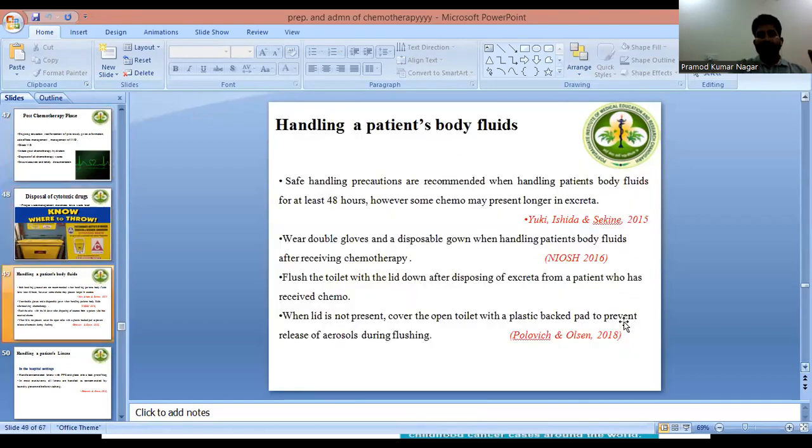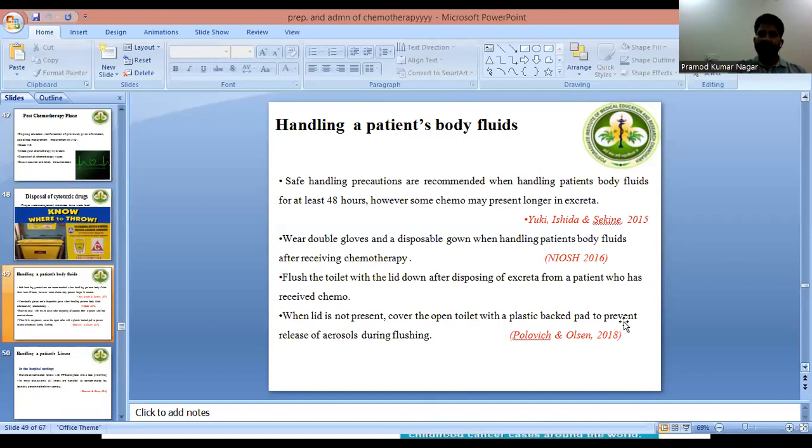Handling of patient body fluid: safe handling precautions are recommended when handling patient body fluid for at least 48 hours. However, some chemotherapy drugs may persist longer, especially cyclophosphamide. When we handle patient body fluid, wear double gloves and a disposable gown after the patient has received chemotherapy. Flush the toilet with the lid down after disposing of excreta from a patient who has received chemotherapy.